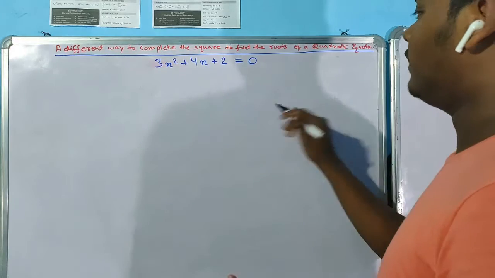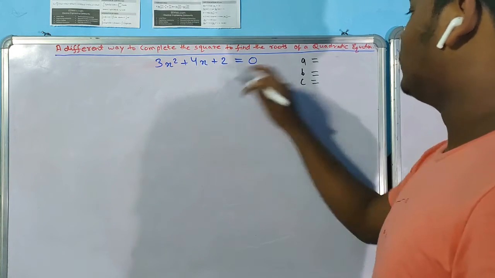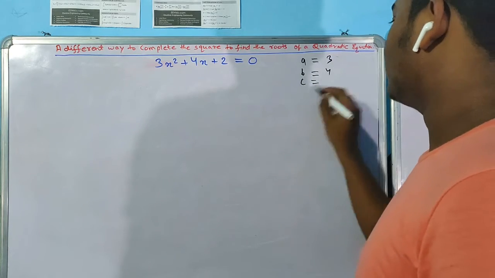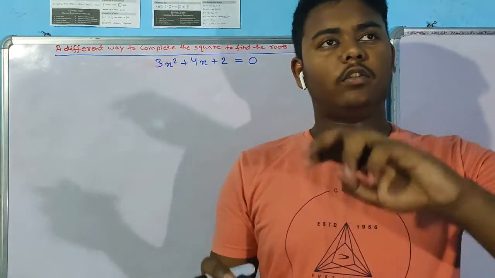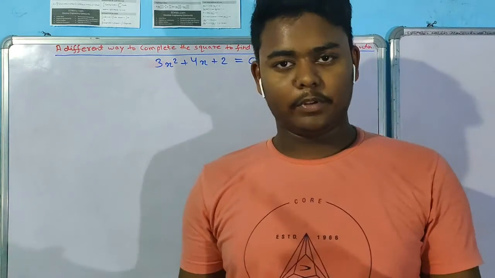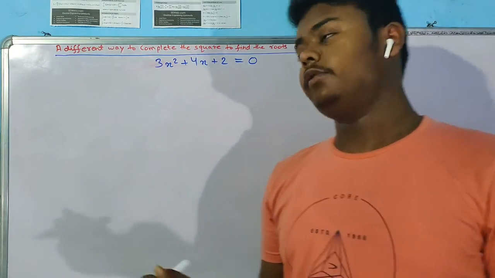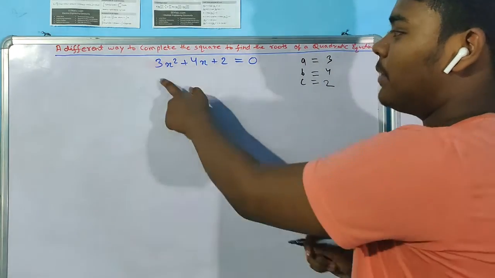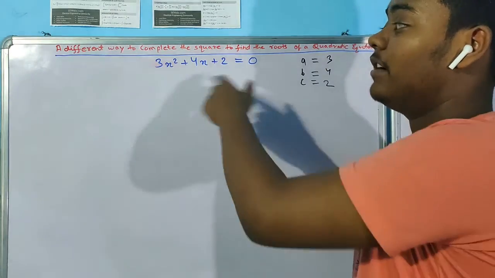So first we will find the a, b, c and write them down. The a is 3, b is 4, and c is 2, right? There are two to three steps here that we will do. The first step is we will multiply both sides by 4a.